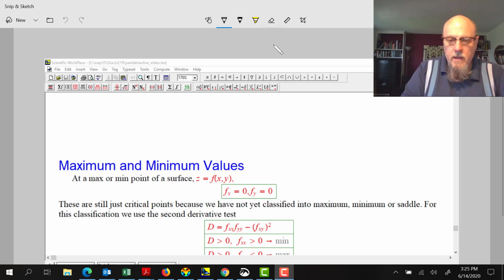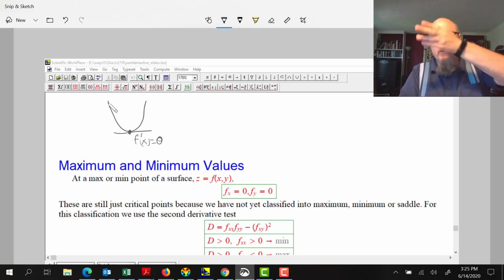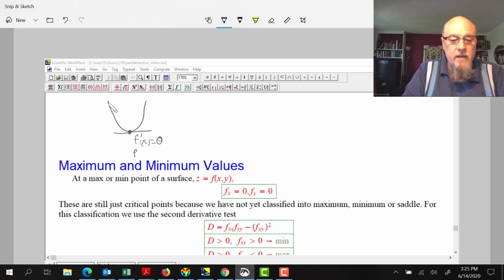So we're looking for maximum and minimum values in multivariable functions. Let's just go back to single variable calculus for a second. When we were looking for these minimum points, we found this was a place where the slope was flat, so the derivative was equal to 0, and it was concave up, so the second derivative was positive. And those two bits of information said that that was a minimum.